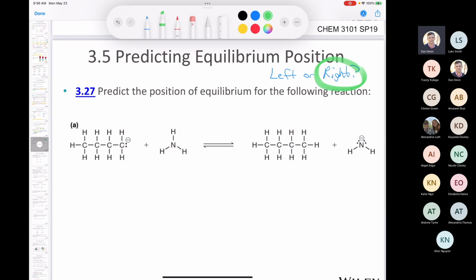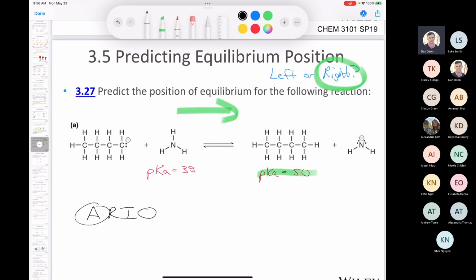First thing we could do is we could use the pKa's. We know the pKa of ammonia is 38. If we have an sp3 hybridized carbon-hydrogen bond, the pKa is 50. And so since this is the weaker acid, the equilibrium is going to lie to the right-hand side. You could also use ARIO here. So if we use ARIO, we're going to have to use A, because here we have the negative charge on a carbon, and here it's on a nitrogen.